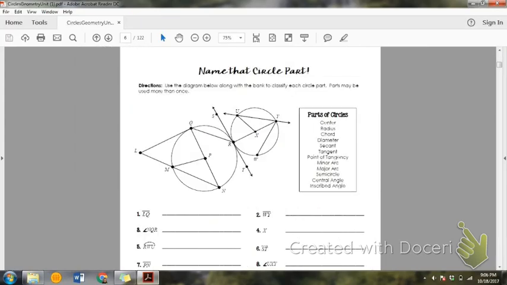Okay, for this name that circle part, I want you to get with a neighbor or a partner, and I want you to do 1 through 20 with a neighbor or a partner. You have a word bank right here where it says parts of a circle. Okay, these words are going to be maybe used more than once, and you have all your definitions on the previous page. Your diagram is up there. I want you to name the parts of the circle that go in the blanks, okay?